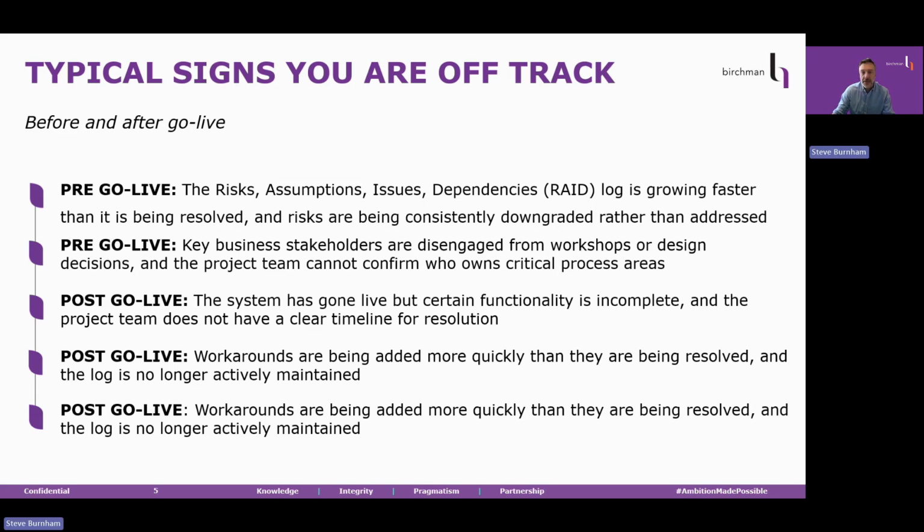So starting with the pre-go-lives, I'm sure everyone's familiar with a RAID log: risks, assumptions, issues, and dependencies. When that log is growing faster than it's being resolved and it's been consistently downgraded, this is one of our first signs. It's a primary mechanism for surfacing and managing problems before they compound. When it's growing faster than it's shrinking, then the program is losing ground.